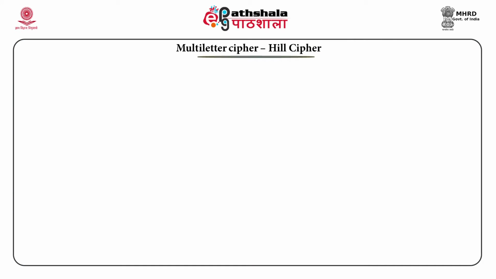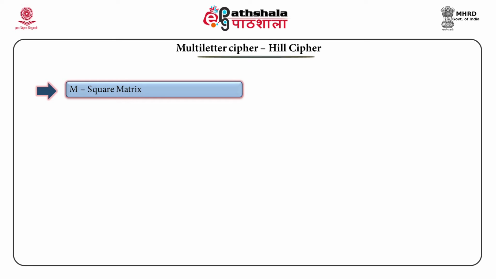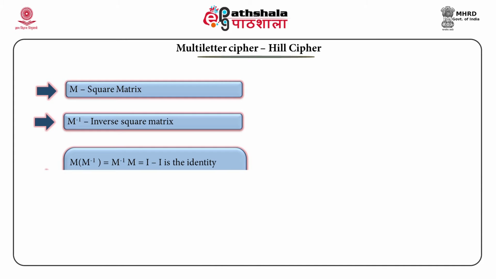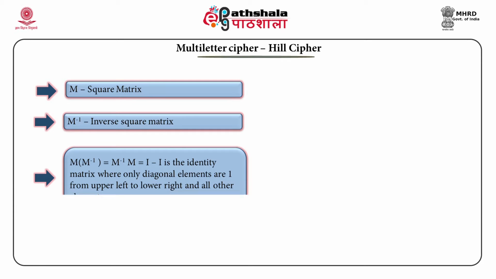Now I will start with the multi-letter cipher, that is Hill cipher. We will be using M, that is a square matrix. We will be denoting the inverse of this square matrix as M inverse. If we multiply a matrix with its inverse matrix, we are going to get the identity matrix. Identity matrix is nothing but where all diagonal elements are 1, and the rest of the elements are 0.